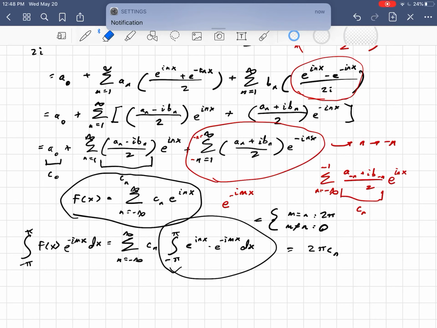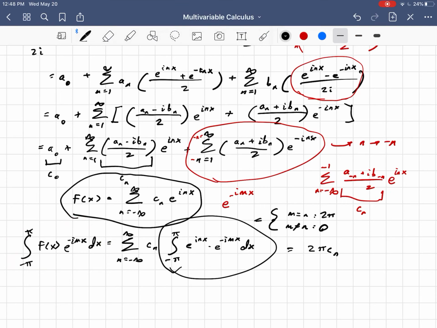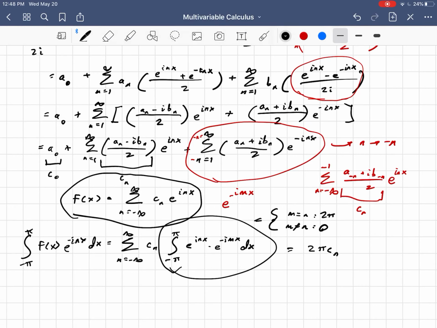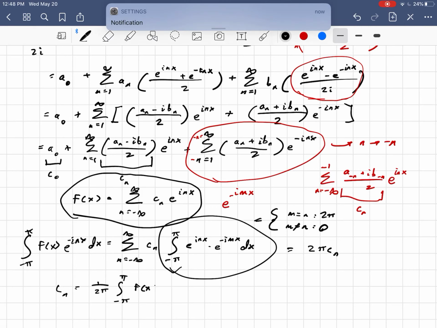And again, notice that since this is a definite integral, it doesn't matter whether we use m or n. Since we have a c sub n, I'll make it e to the negative i n x instead. And so that means that c sub n is just given by 1 over 2 pi times the integral from negative pi to pi of f of x times e to the negative i n x dx.